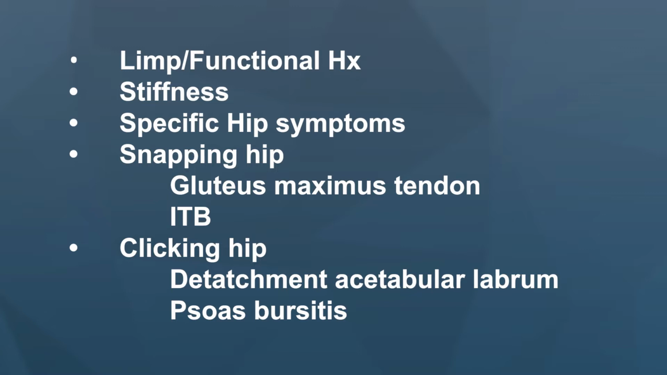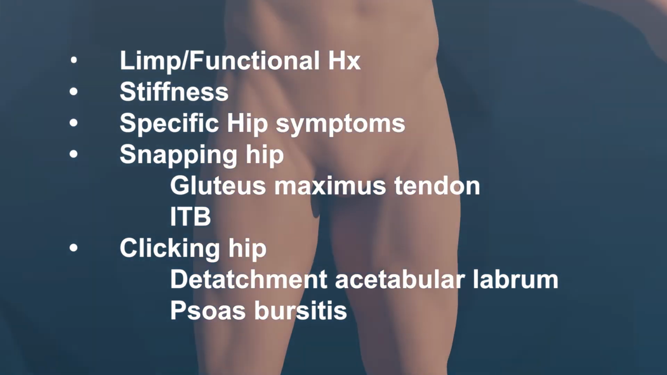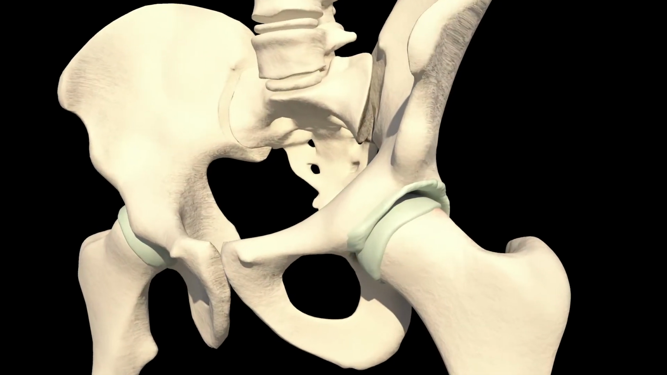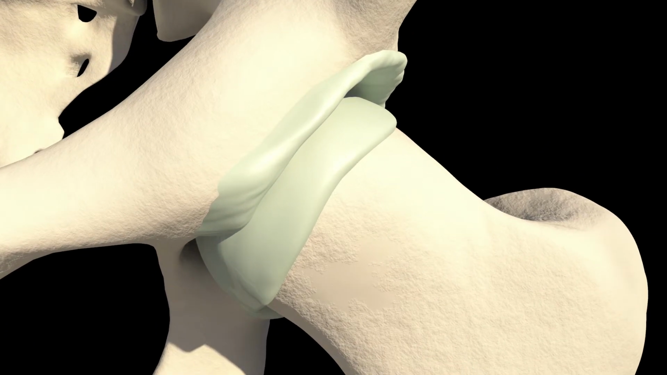Remember to consider stiffness, whether there's morning or night stiffness, whether this is bilateral in location, and screening questions for other joint involvement. In young patients, specifically inquire about the following. Snapping or clicking hips. This can indicate gluteus medius tendon or the ITB slipping over the greater trochanter. Detachment of the acetabular labrum.